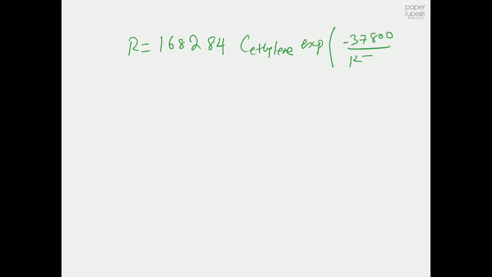I already calculated it. So R is equal to 168,284 concentration of ethylene, exponential of minus 37,800 divided by RT. Remember, this is in joules, so don't forget the units, divided by 1 plus 630 concentration of ethylene.